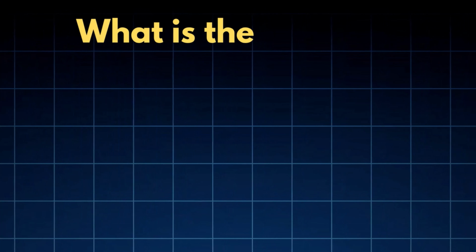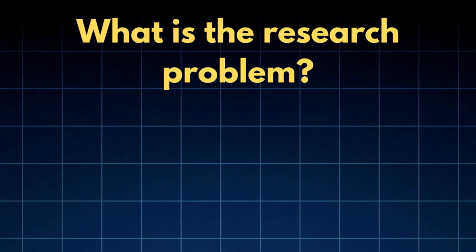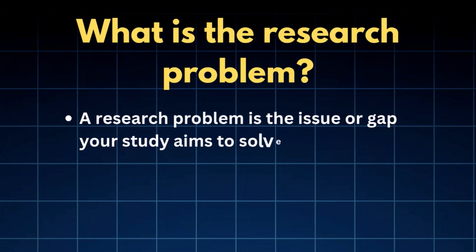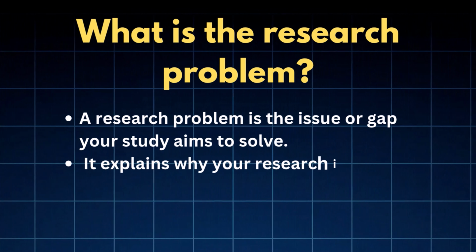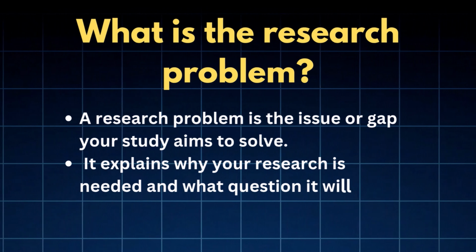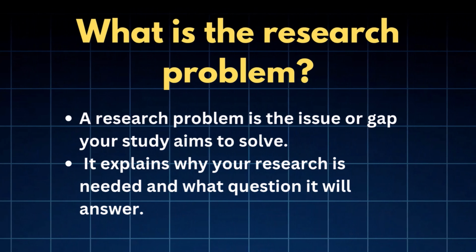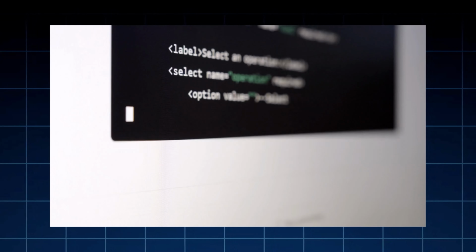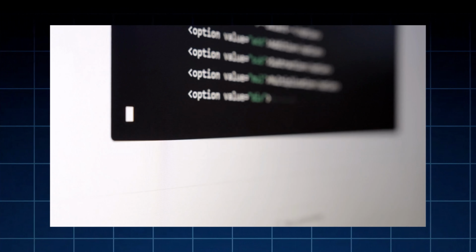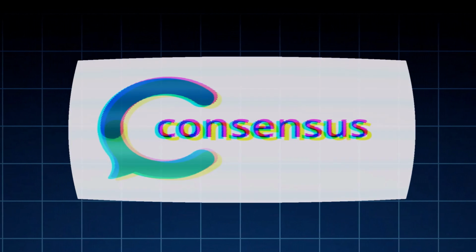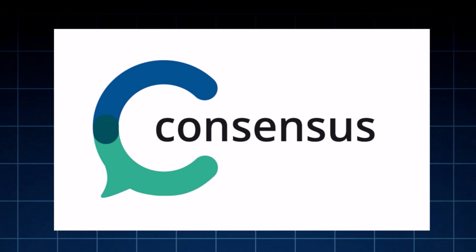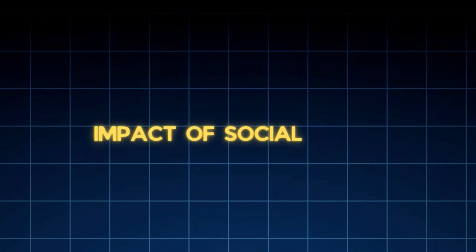So first, what is a research problem? A research problem is the issue or gap your study aims to solve. It explains why your research is needed and what question it will answer. Today, we'll use ChatGPT to organize and refine the research problem, and Consensus AI to find evidence from published research papers. For this example, we'll use the topic Impact of Social Media on Mental Health.